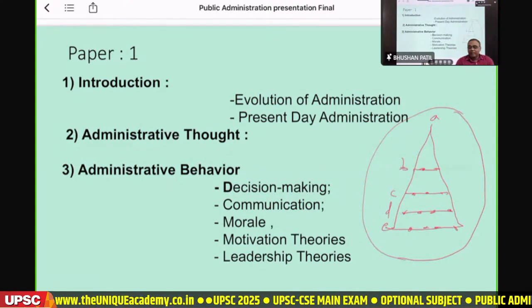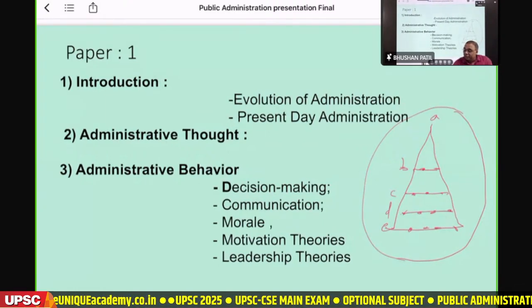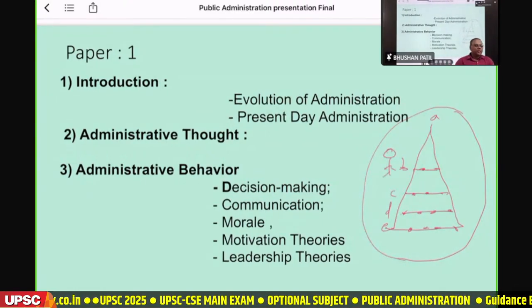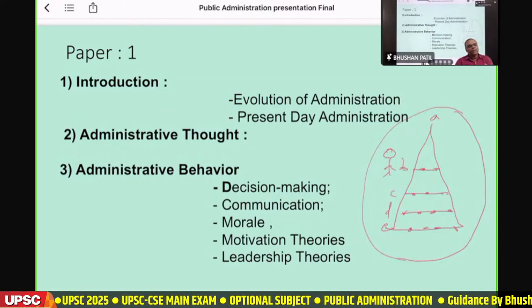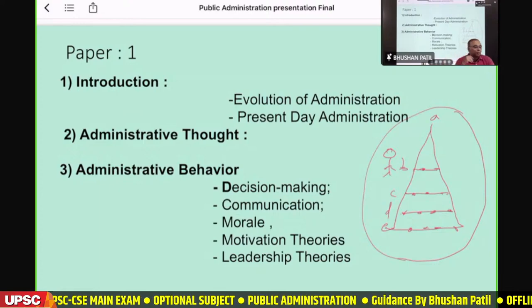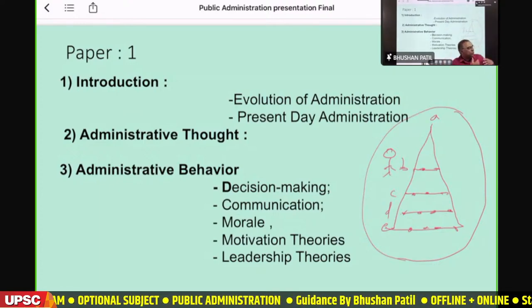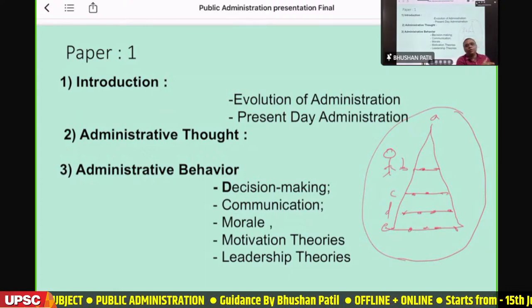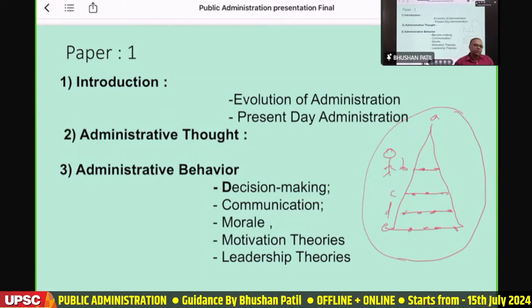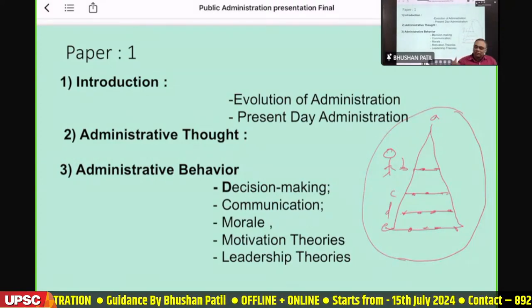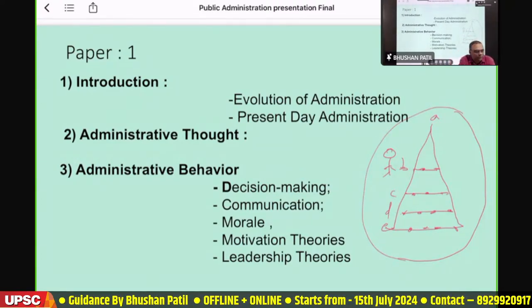administrative thought. Then came human being, right? Without human being or without consideration of human being, there is no meaning to organization. Then there is the human relations movement, how humans play an important role in organization, and how we shall consider human beings as human beings if you want to improve the efficiency of an organization. So there are certain thinkers, their thoughts we study in administrative thought.